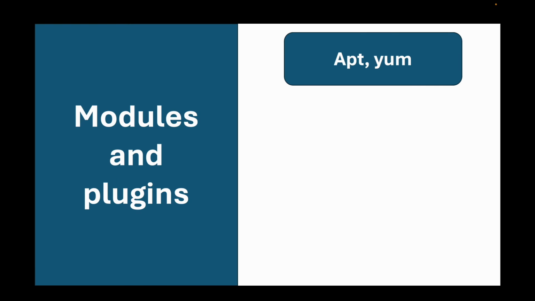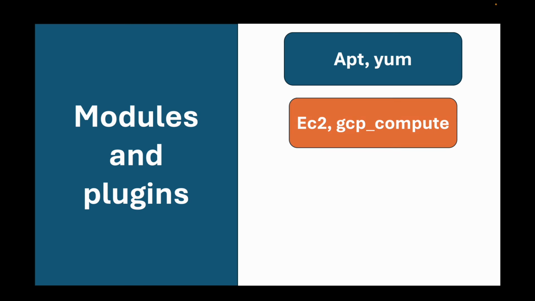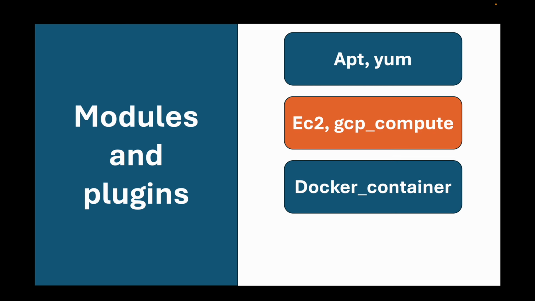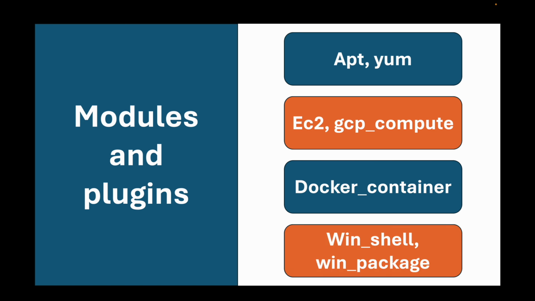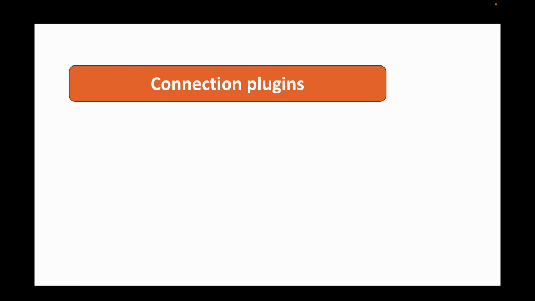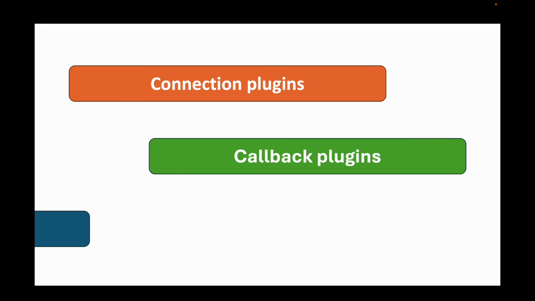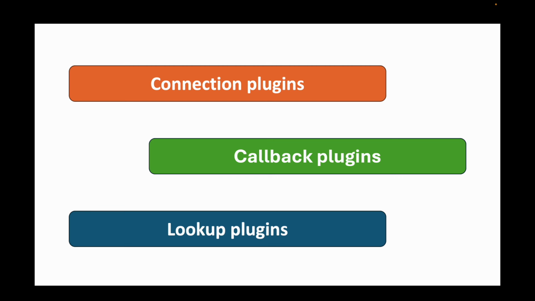So you have apt and yum, which can be your package managers. You have ec2, gcp underscore compute for your cloud resources, docker container for managing your docker, win shell and win package for windows automation. So everything comes down to your modules. So you also have plugins that enhance functionality. So you have connection plugins like SSH, WinRM, Docker, callback plugins like your custom output, and then lookup plugins which can be used to fetch vault secrets.